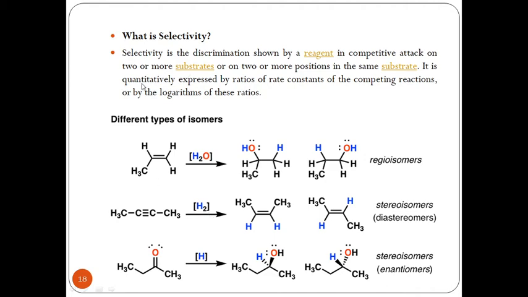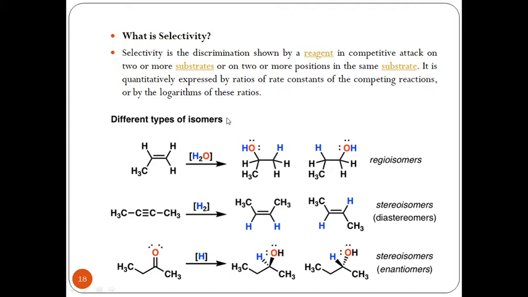Coming to the next concept in green chemistry, called selectivity. Selectivity is the discrimination shown by a reagent in competitive attack on two or more substrates, or on two or more positions in the same substrate. It is quantitatively expressed by the ratio of rate constants of the competing reactions, or by the logarithms of these ratios.